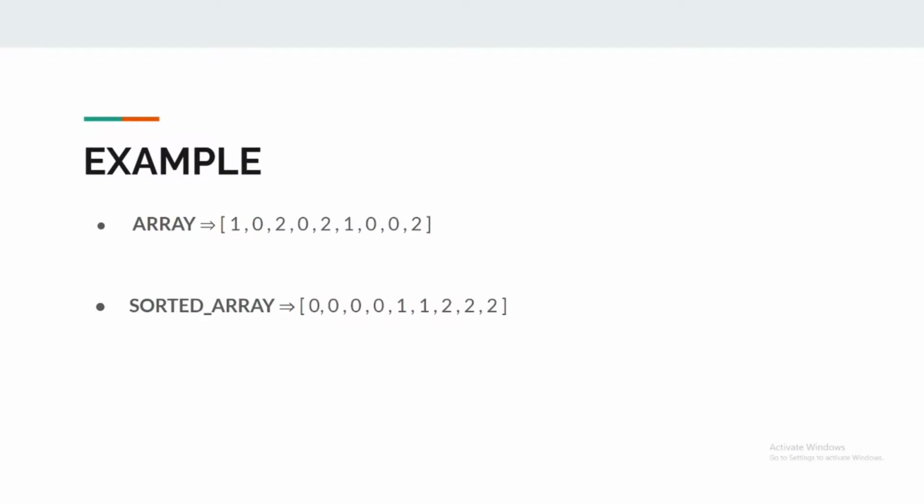Now the problem statement says that we have an array, let's say the given array is 1 0 2 0 2 1 0 0 2. Now this array consists of only zeros, ones, and twos. We have to sort it so that the output looks like that first zeros should come, then ones, then twos.